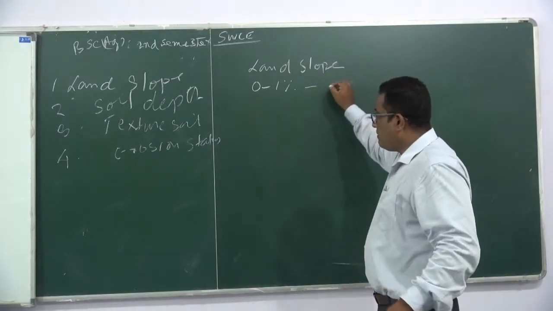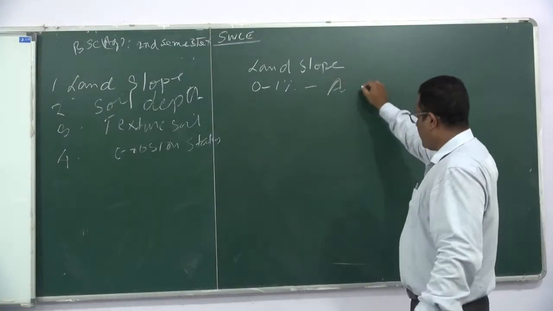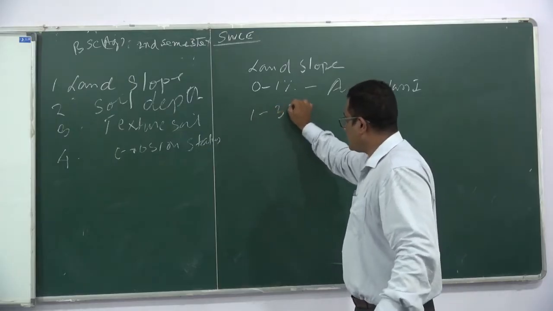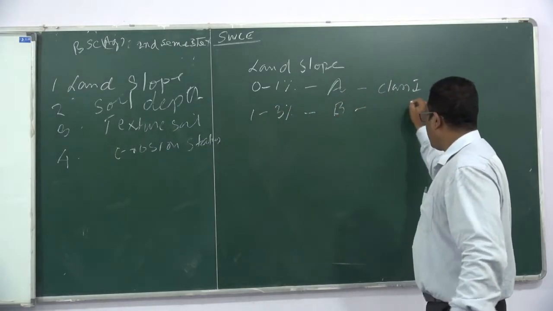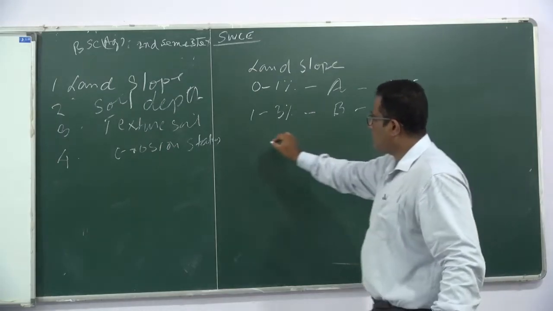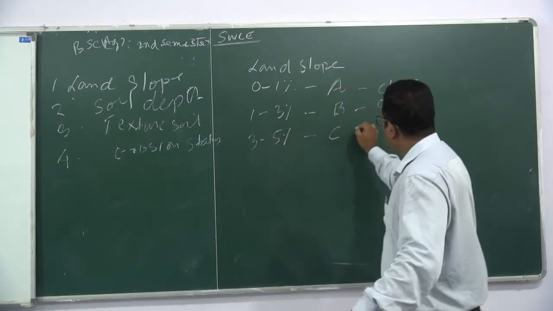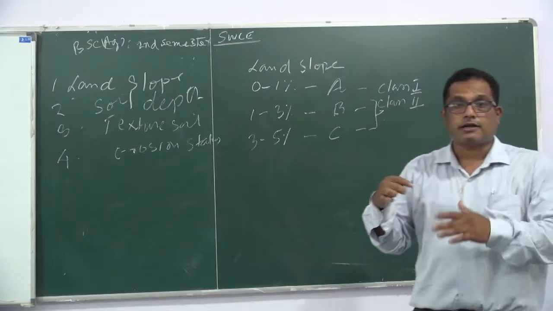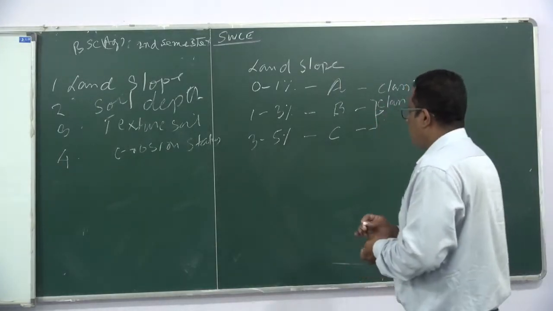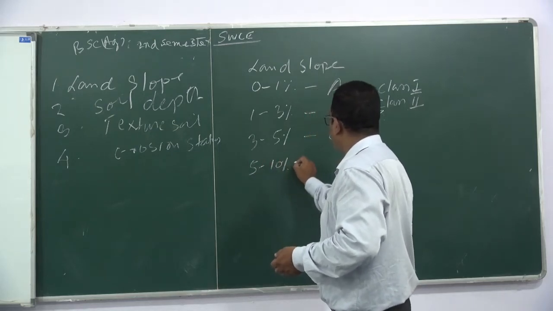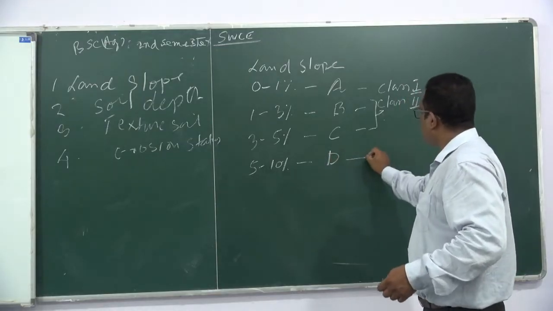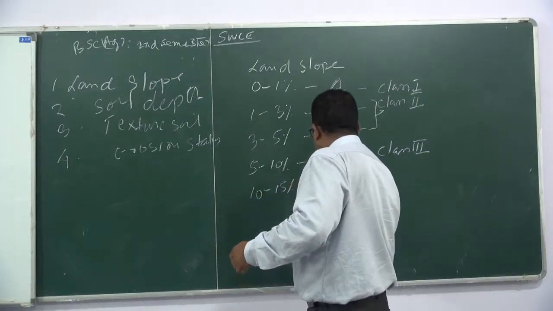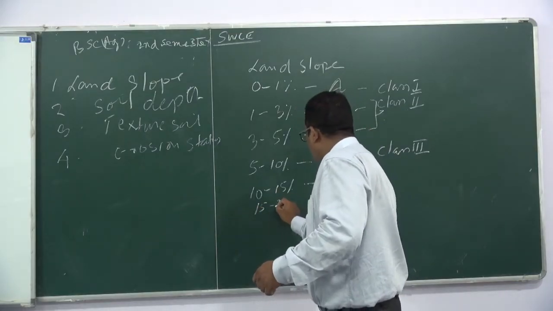0 to 1% for red soil, we denote it by A, and this comes under class 1. 1 to 3%, we denote by B, and this is class 2. 3 to 5%, C, again class 2. So for red soil, the 1 to 5% range comes under class 2 type of land when we talk about land slope. 5 to 10%, we denote it by D, and this comes under class 3. 10 to 15%, E. 15 to 25%, F.